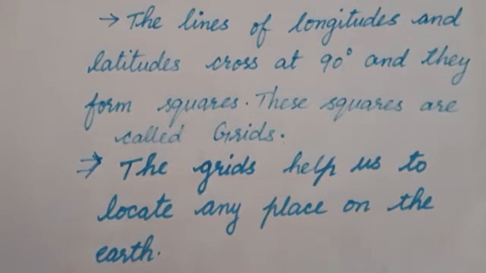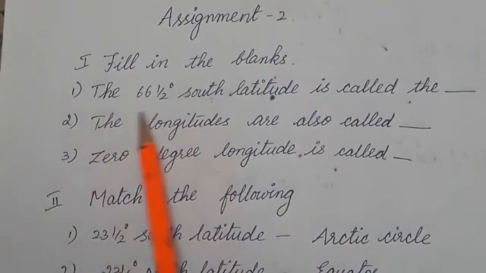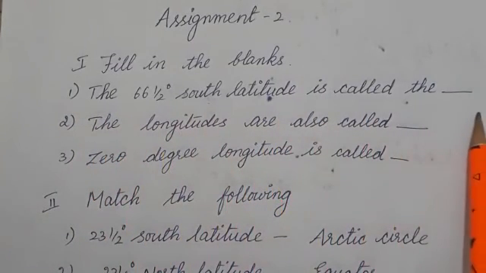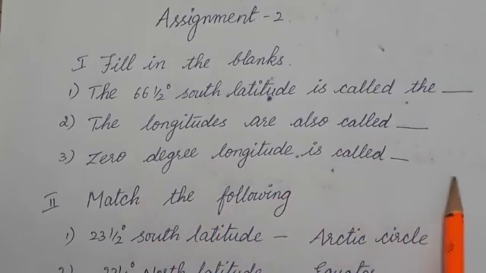I'll give you the assignment for this topic. Okay, second assignment, fill in the blanks. First one, 66.5 degree south latitude is called dash. The longitudes are also called dash. 0 degree longitude is called dash.